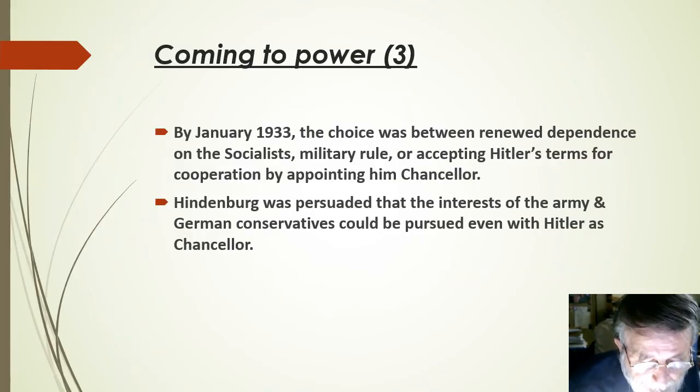So von Schleicher came to power as Chancellor in December 1932, trying to work with the trade unions and also to split the Nazis to weaken Hitler. In this effort he failed. So by January 1933 the choice was between renewed dependence on the socialists, military rule, or accepting Hitler's terms for cooperation by appointing him Chancellor. Hindenburg was persuaded, especially by von Papen and General Blomberg from the army, that the interest of the army and German conservatives could be pursued, even with Hitler as Chancellor.